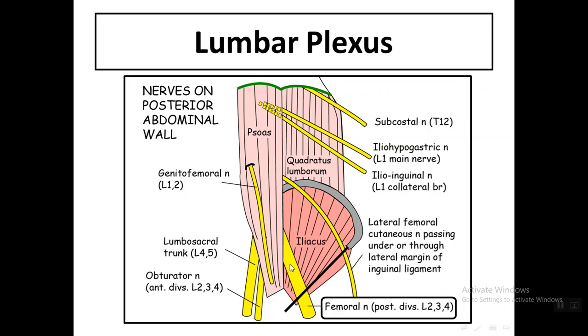This is the femoral nerve, which is the thickest nerve from this plexus, emerging from the lateral side of this muscle, pass in between iliacus and psoas major, and then behind the inguinal ligament to pass in the thigh to supply cutaneous and muscular branches.